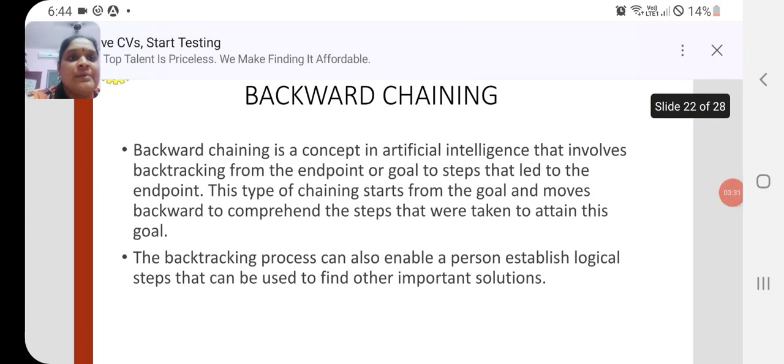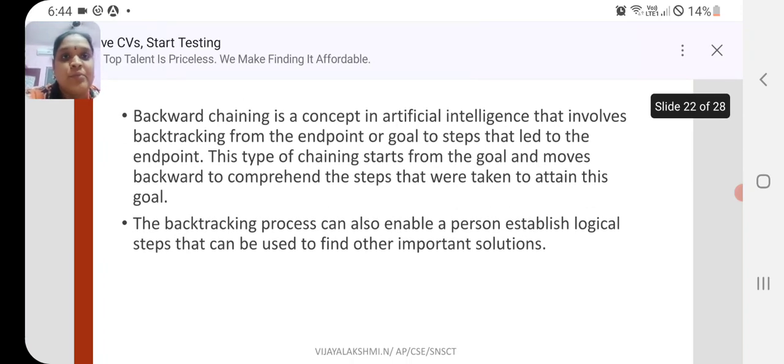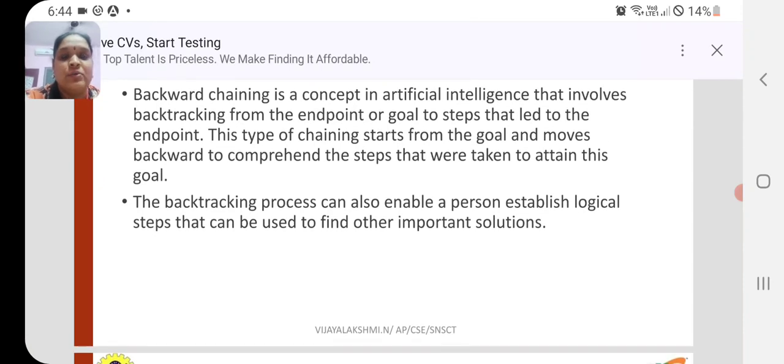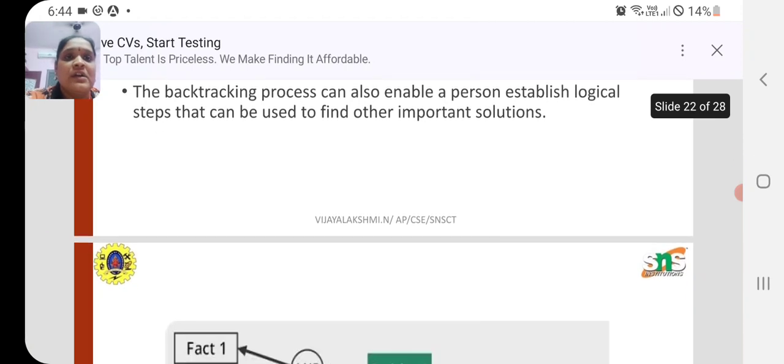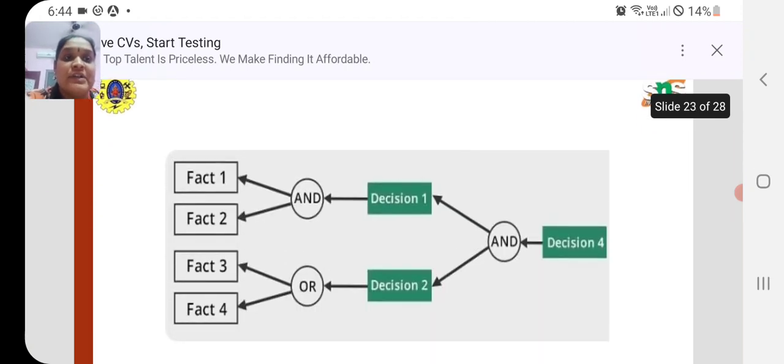Backward chaining, as the name suggests, involves backtracking. From the end point, or from the goal, we can find the steps which led to the end point. This type of chaining starts from the goal and moves backward to comprehend the steps that were taken to attain this goal. So it's actually a backtracking one. So here is the reverse case of how we saw the diagram for forward chaining. From the decision we are arriving at the facts.